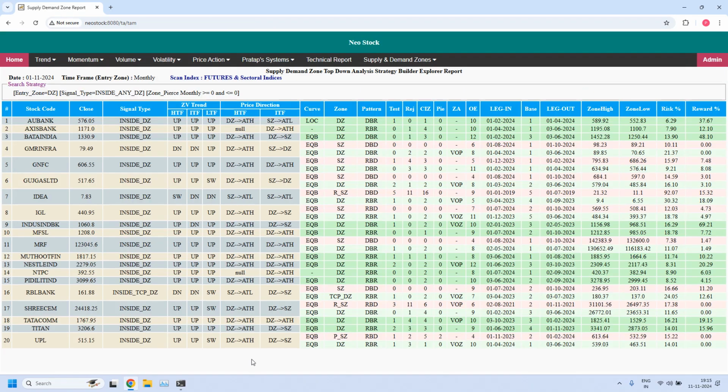Now let me filter. We got 20 stocks where currently price closed inside the monthly demand zone. All these are inside monthly demand zones. Some of the stocks you are seeing high liquidity demand zones. Okay, now let's check how many of these zones are having monthly EMA Confluence.